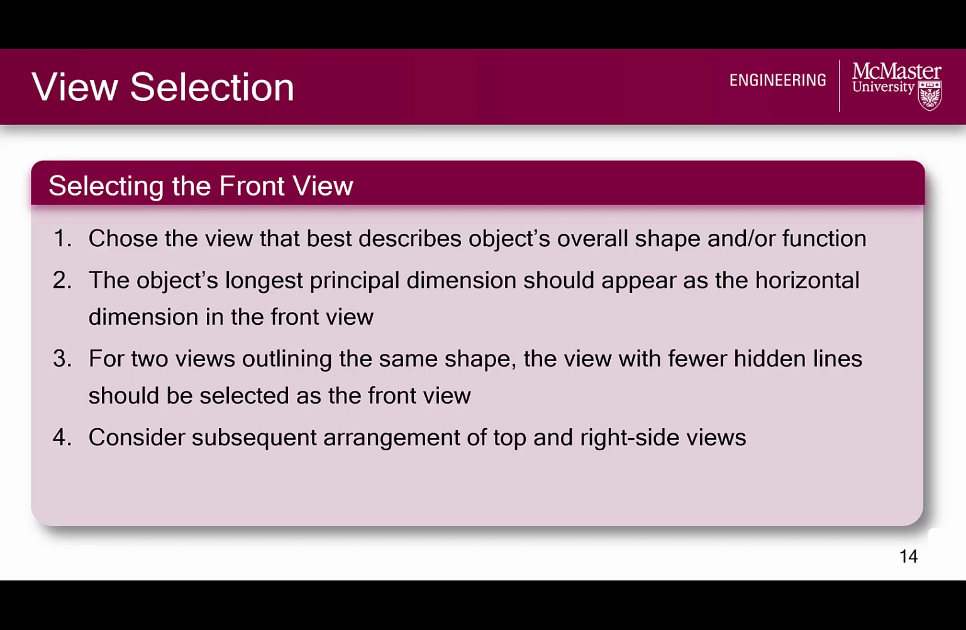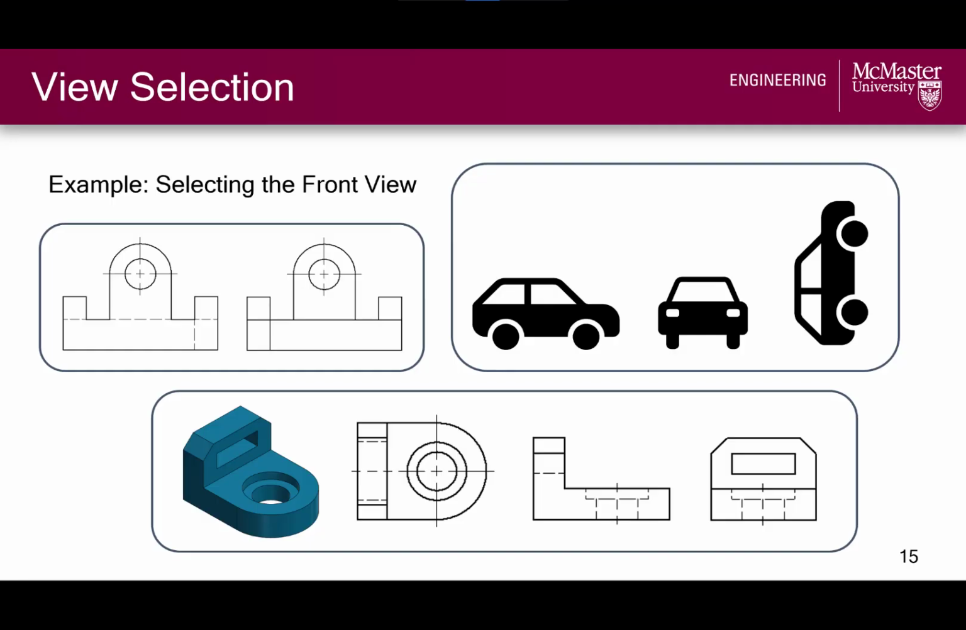The reason being is that hidden lines are harder to interpret than visible lines, so we generally want to avoid them when we can. Finally, when selecting a front view, we should also be considering the subsequent arrangement of the top and the right side views, as we generally want to avoid blank space in our overall drawing. So let's consider some example parts for which we want to select the front view. In the example in the top left, between the two views, they both show the same general shape, but the option to the right has fewer hidden lines than the option to the left. For this reason, we'd pick the option to the right.